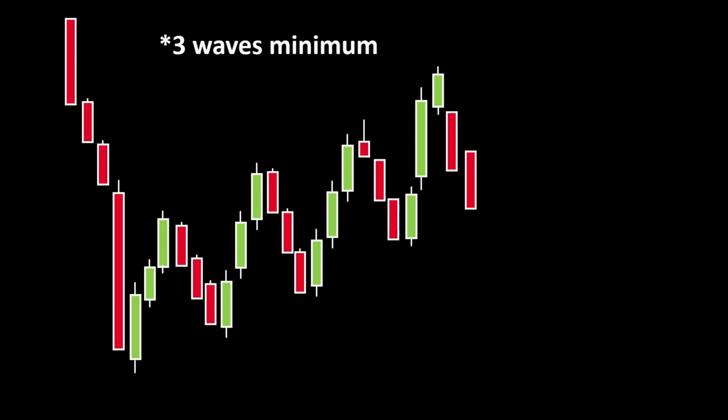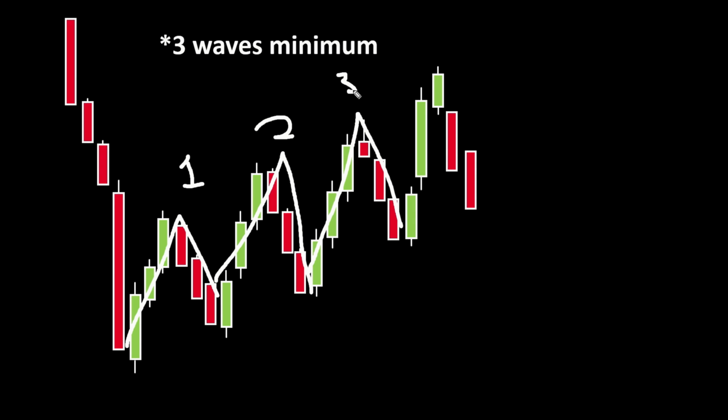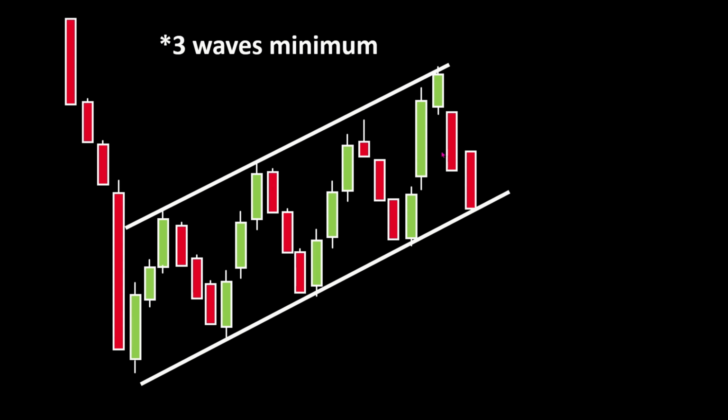So waves meaning this is one impulse wave, a second impulse wave, and then this is the third impulse wave. I've drawn a little bit more than that, so a fourth impulse wave. What you can see here is a pattern forming a diagonal resistance and a diagonal support. But most people will look at the support, because you can see bounces off the support, one, two, and three, and then anticipating another one coming through to break out.